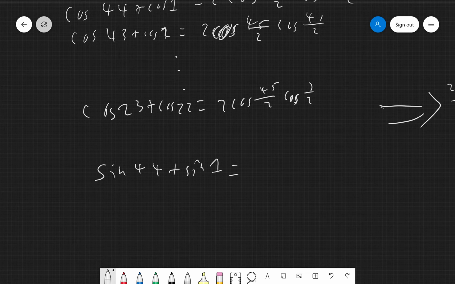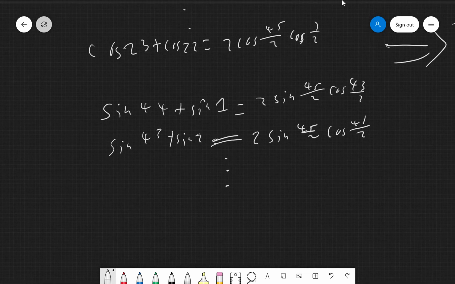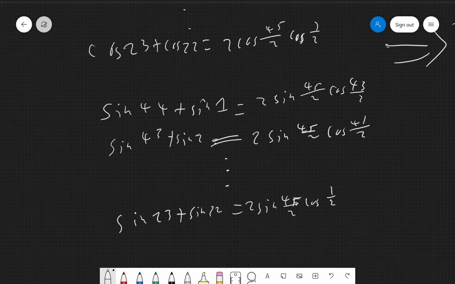So now do the same thing with sines. What we get is 2 sine of 45 over 2 times cosine of 43 over 2. Hey, cosine, nice. The next one, sine of 43 plus sine of 2, equals 2 sine of 45 over 2. We're getting those 45 over 2s again, times cosine of 41 over 2. If we keep going, it's a nice pattern, the same pattern with the cosines at the end. Sine of 23 plus sine of 22 is equal to 2 sine of 45 over 2 times cosine of 1 half.